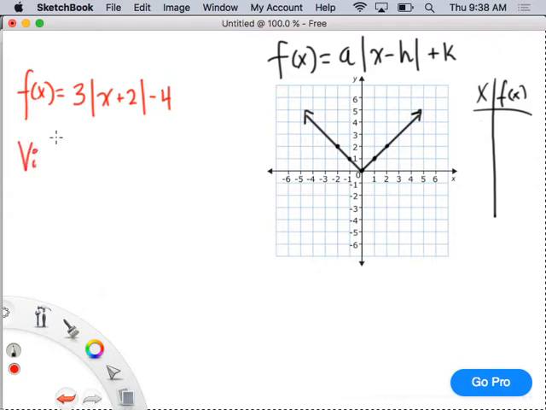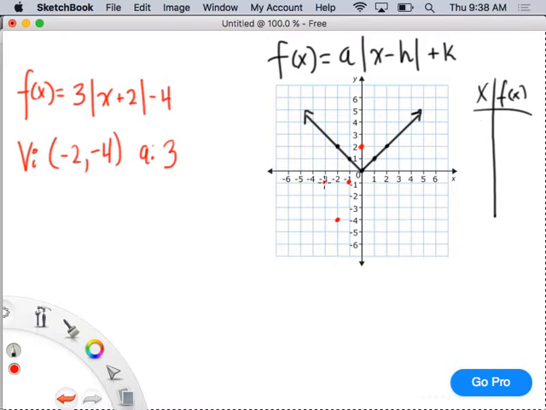Where is the vertex? -2. Very good. -4. So I go ahead and plot that. -2, -4. And what's the slope? 3. Over 1 up 3. Over 1 up 3. Over 1 up 3. Just like that.